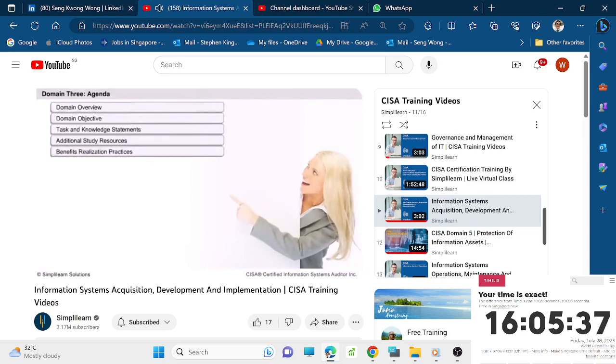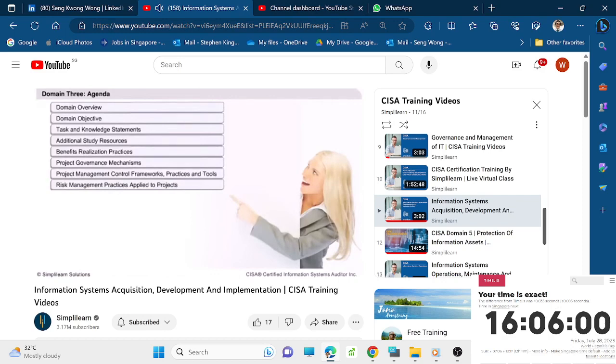In covering the content, we first look at the concept of benefits realization practices, to be followed by project governance mechanisms. To understand how to run successful projects, we look at project management control frameworks, practices, and tools. To understand risks surrounding projects, we will go through risk management practices applied to projects. This will be followed by IT architecture related to data, applications, and technology.